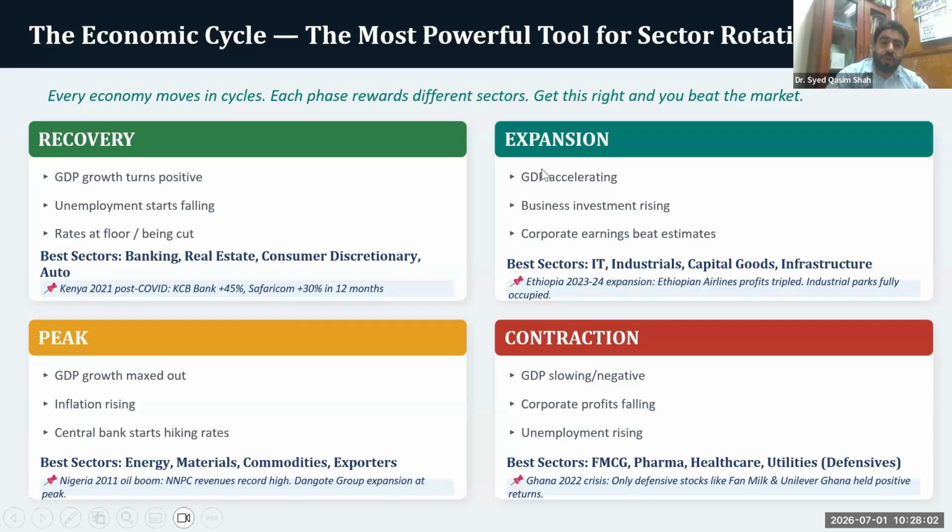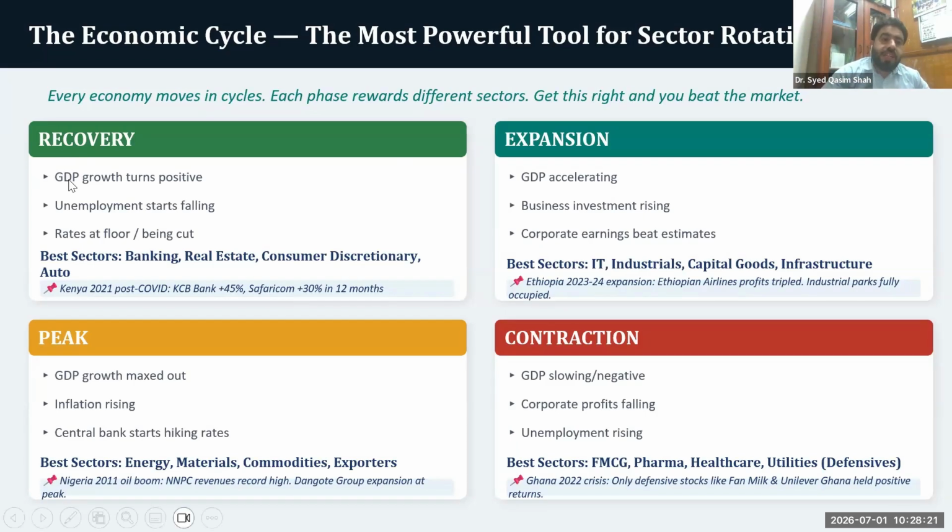Let's say if you talk about the recovery phase, your economy was in a deep depression and now you are getting back. And that is basically, in the economic cycle, what we call the recovery phase. You are now recovering from a very depressed state.